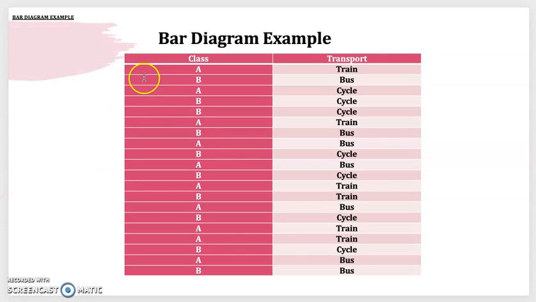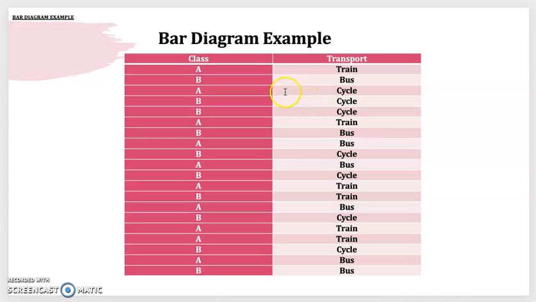So here we have data from the class. You have A class and B class. Different classes have different students, and they use different transportation to the school. So you see you have train, you have bus, or they're using the bicycle. That's each student from a different class. When we want to compare how different classes use different transportation modes, or how many students use different transportation modes, we want to have a comparison of the different modes.